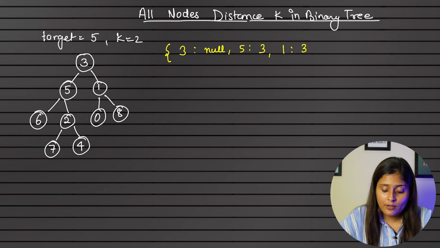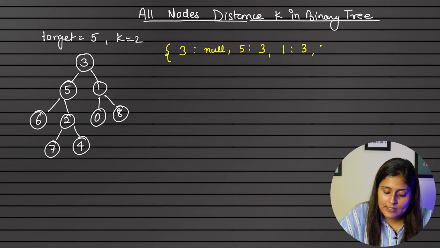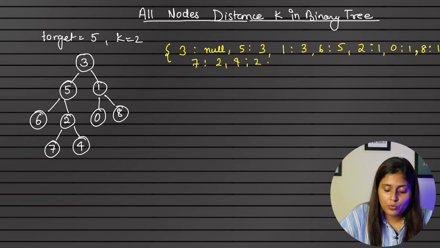Correct? Now again from 5 we'll go to 6 and 2, and the parent will be 5. So again for 6, the parent is 5, for 2, parent is 5. Similarly for 0, parent is 1, and for 8, parent is 1. Now similarly for 7, parent is 2, and for 4, parent is 2.